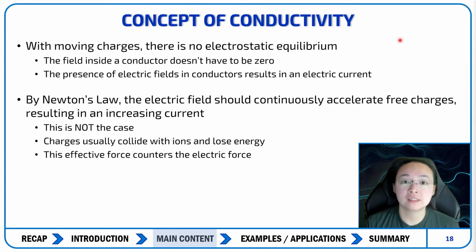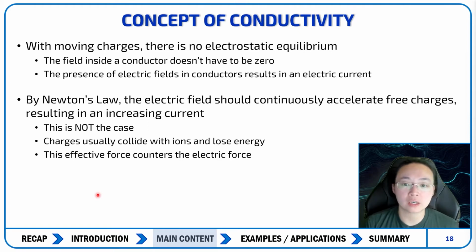Because there is an electric field being generated within a conductor with moving charges, it is going to result in an electric current. So by Newton's law, the electric field should continuously accelerate free charges, resulting in an increasing current. But that's actually not the case. Charges are usually going to collide with ions and lose energy, and so this effective force is going to counter the electric force. So if there's a question about whether the electric field should continuously accelerate free charges, then the answer is no.